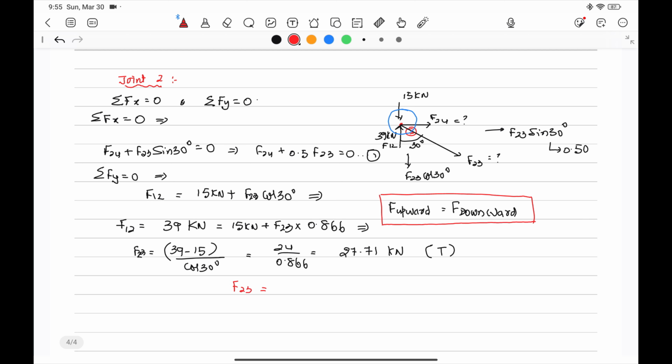F23 is equal to 27.71 kilonewtons tension. This is the value. Now another, what is that we have to find out? Next, F24. F24 is also there. We have to find out F24. What is from equation 2? Equation 1.